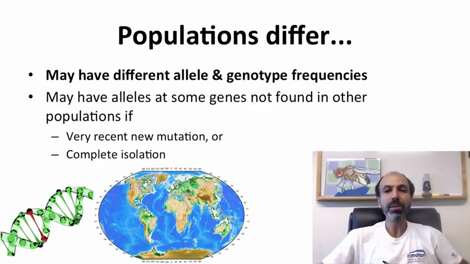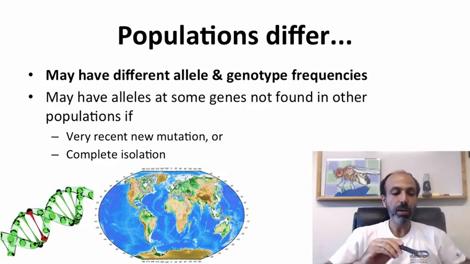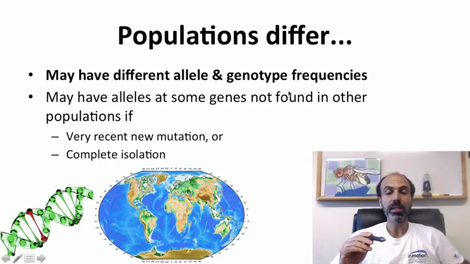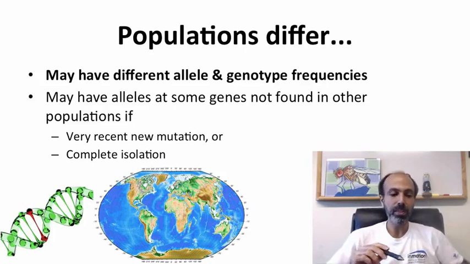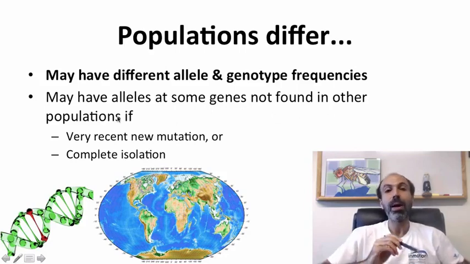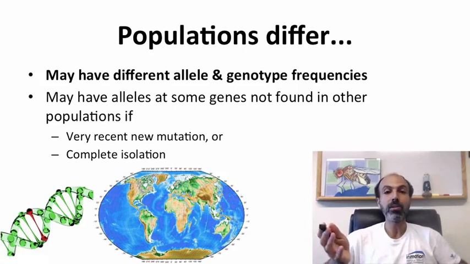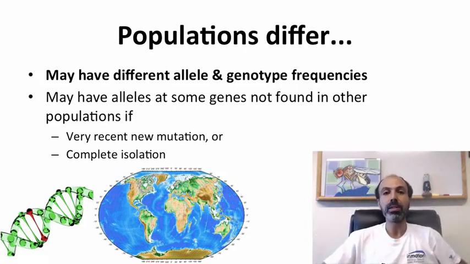Now, how is it that populations differ? Well, I like to look at this in two ways. One possibility is they may have different allele and genotype frequencies. That is what we've been emphasizing so far. We'll come back to that in just a moment. But first, I wanted to entertain another possibility. There may be alleles at some genes that are found in some populations, but not found in other populations. You may have some alleles that are found, for example, just in East Asians, but you never see those particular alleles in other populations. Now, the genes would be there, but the particular alleles would not.